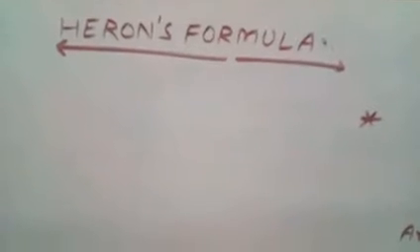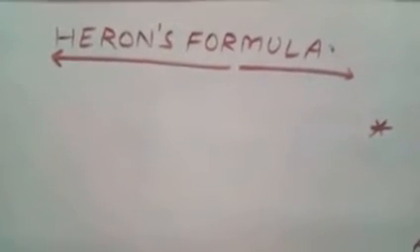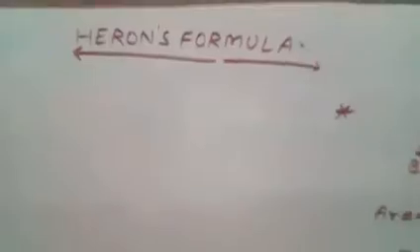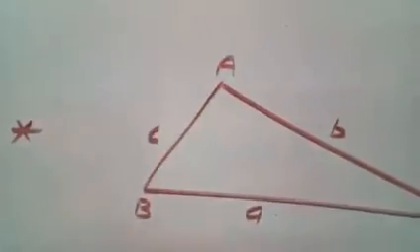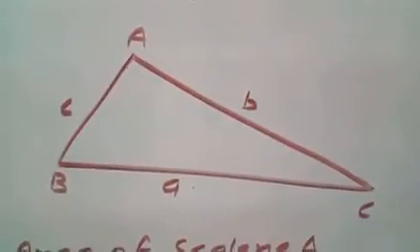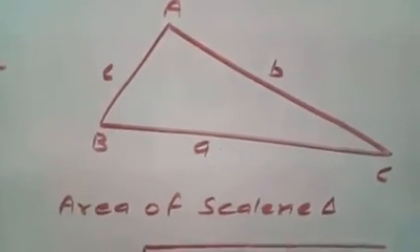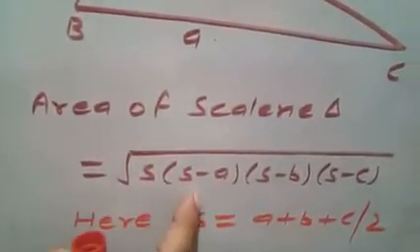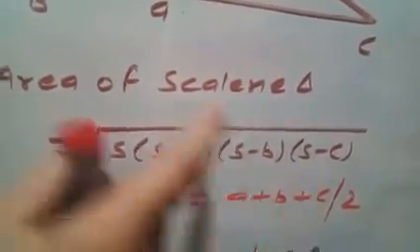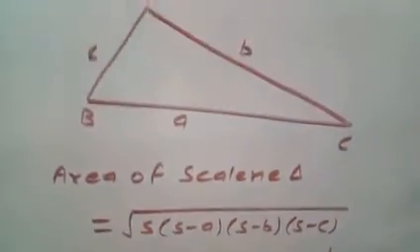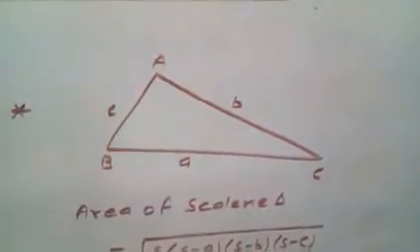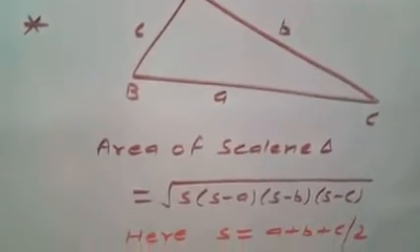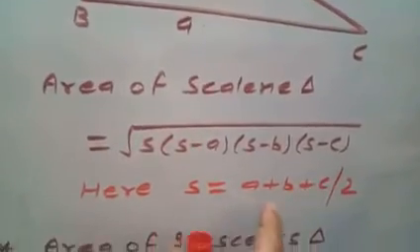Class 9th. Today I am going to start the chapter Heron's formula. So if we see ABC is a scalene triangle. The formula for the area of a scalene triangle is under root S(S minus A)(S minus B)(S minus C), where A, B, C are the sides of the triangle and S is the semi-perimeter, meaning A plus B plus C by 2.